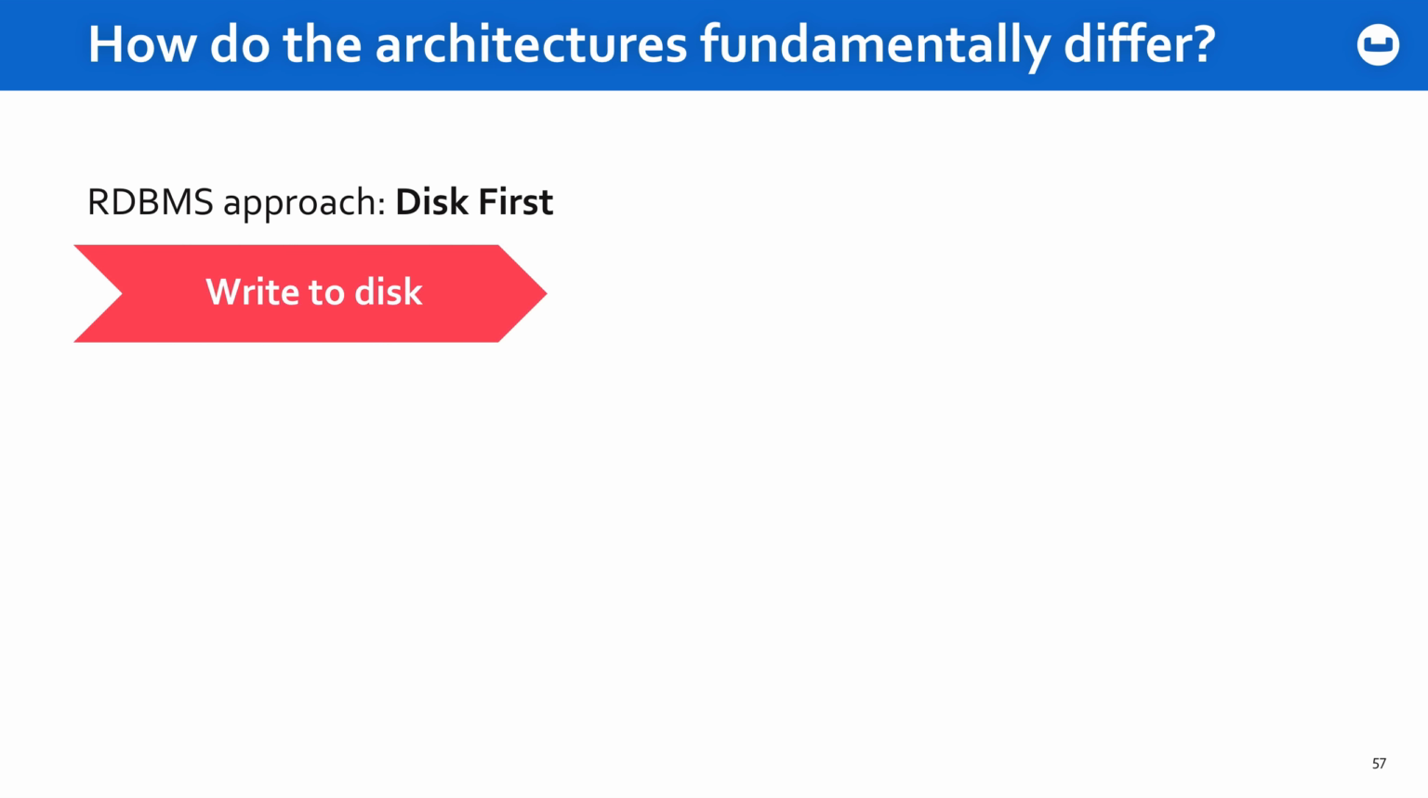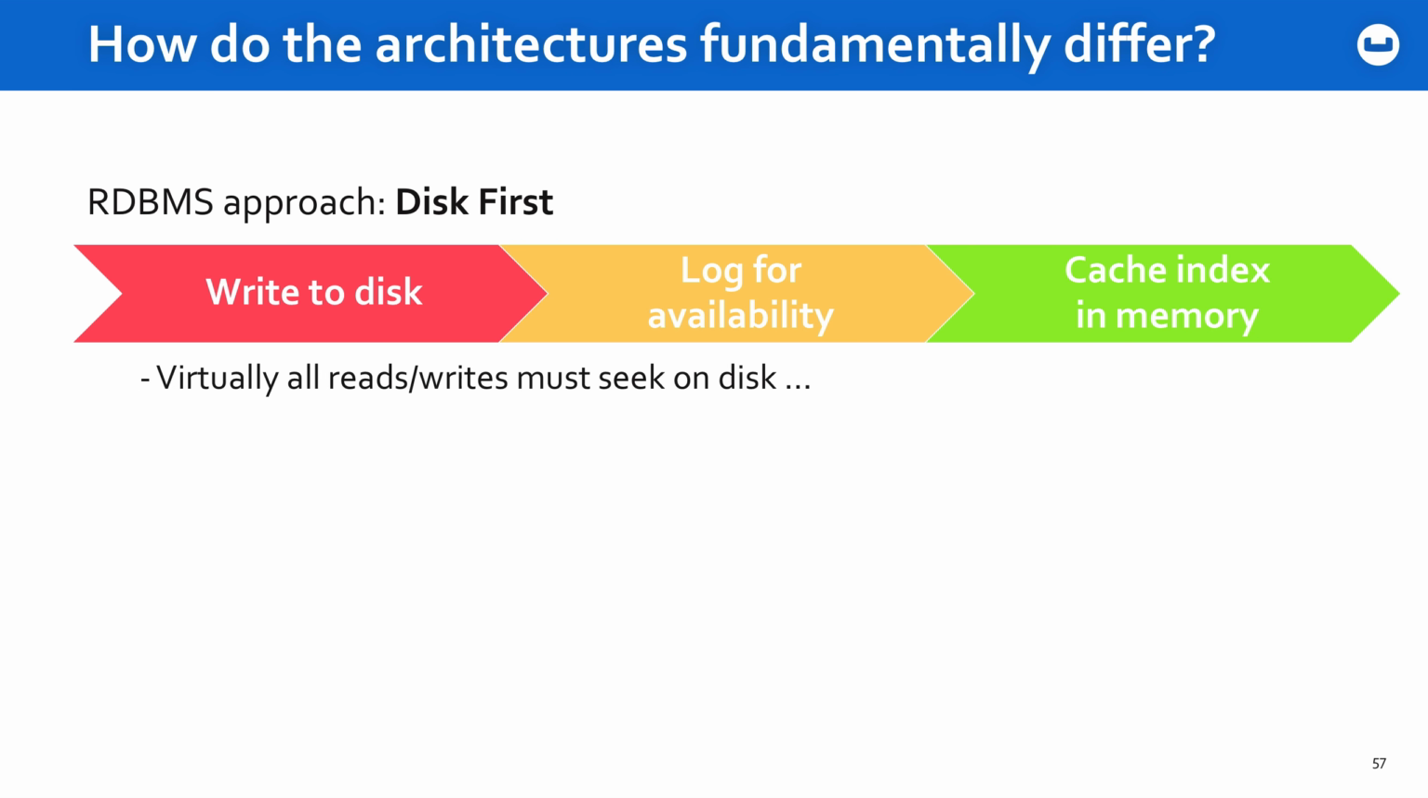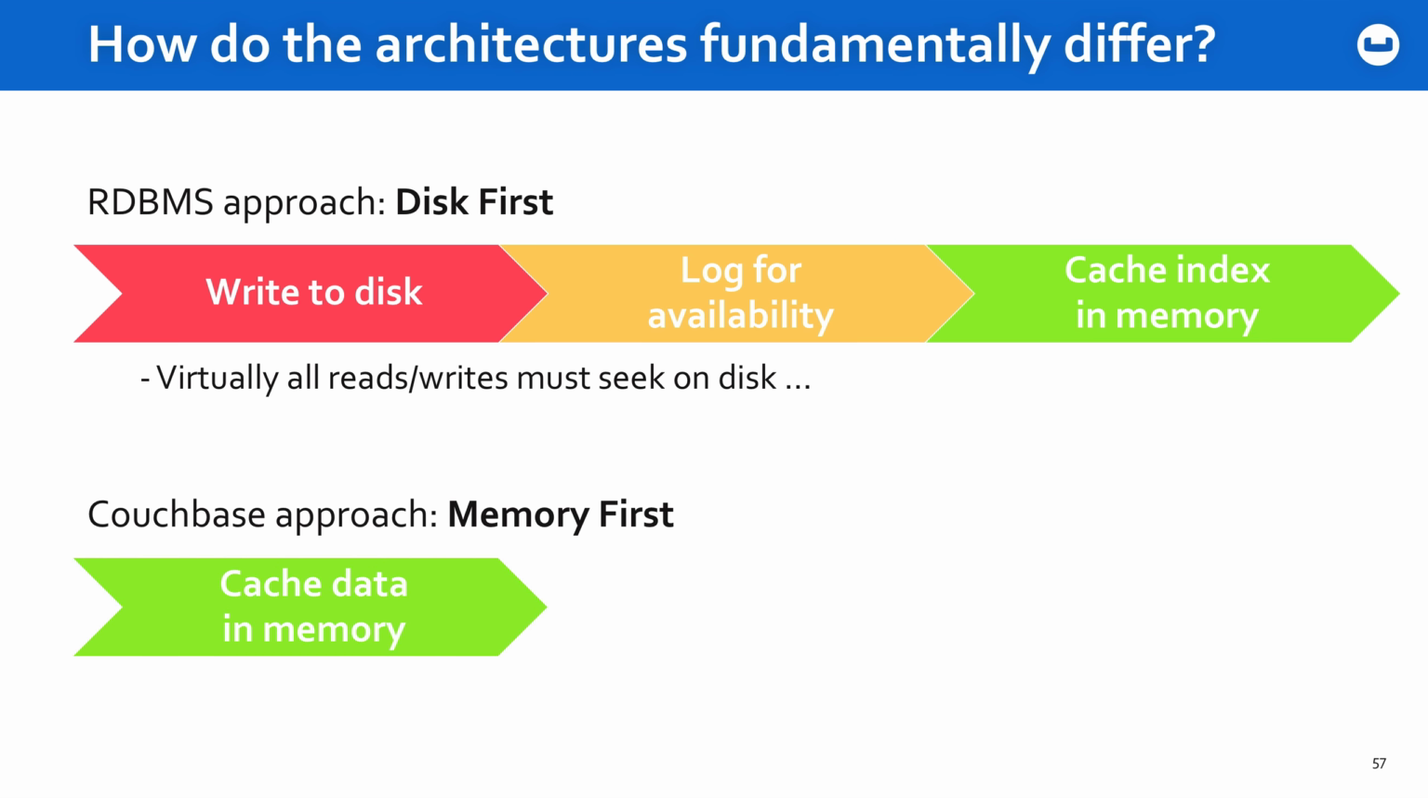In a traditional RDBMS, as data comes in, it is written to disk first. Then it's logged for availability, and then an index is updated in memory. What this means is that because only the index is in memory, virtually all reads and writes must perform a disk seek. Now, by contrast, Couchbase takes a memory-first approach.